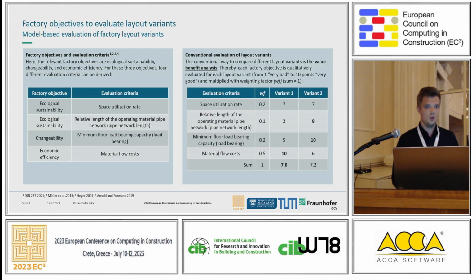And in a traditional or conventional way, you are just using value benefit analysis. So you have your evaluation criteria, you weight these individual criteria so the sum is 1, and then you analyze your variants and give them a certain value, maybe from 1 to 10, from very bad to very good. And then you say, okay, variant 1 is superior to variant 2. But this is a really subjective approach, and it's really up to the experience of the factory planner, or which person is doing this evaluation.